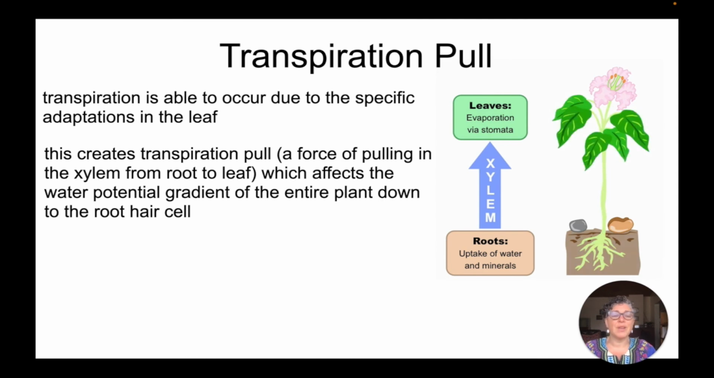And this is going to create this transpiration pull, which is a force of pulling in the xylem from the root all the way to the leaf. It's just one continuous pull. This is now going to affect the water potential gradient of the entire plant from the point of diffusion of the water molecules through the stomata down to the root hair cell that is absorbing the water molecules from the soil. So it's one continuous pull, and so this force is called transpiration pull.